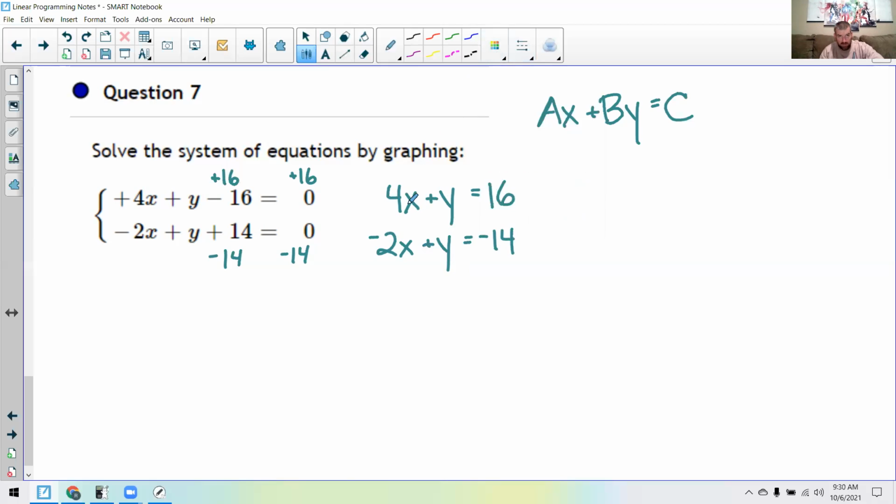So I can get rid of the x's, or I can get rid of the y's. If I wanted to get rid of the y's, I would just multiply one of the equations by -1. If I want to get rid of the x's, I'll multiply the bottom equation by 2. So I'll have positive and -4. So I'm just going to go ahead and do that. So the top equation is still 4x plus y equals 16. The bottom equation is negative 4x plus 2y equals negative 28.